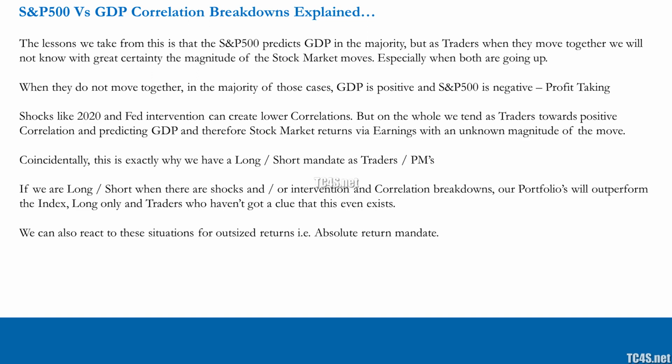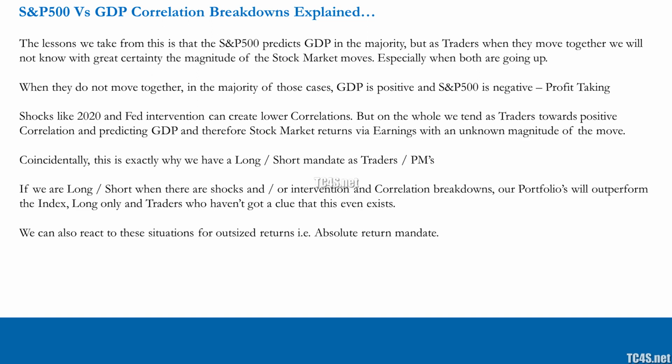Also, similar to our quadnomial analysis, when we're looking at a statistical correlation, when they don't move together, in the majority of those cases, GDP is positive and the S&P 500 is negative. So this is defined as potentially profit taking. The S&P 500 goes down when GDP goes up. So the market arguably gets overextended and then corrects.